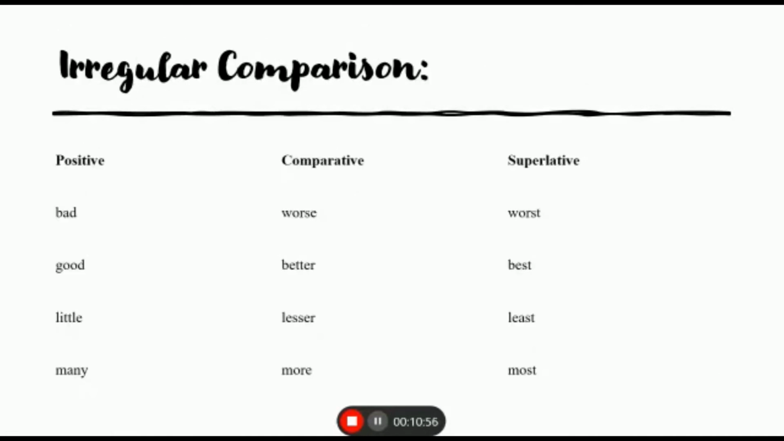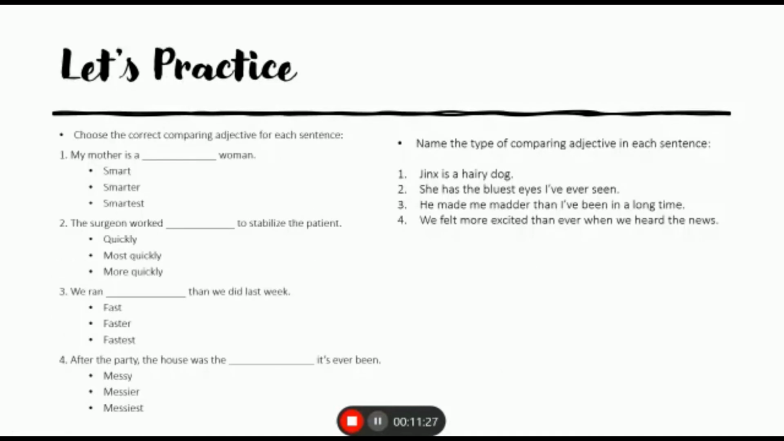In some cases we don't add er and est, and in some cases we don't add more and most. They altogether differ in comparative and superlative degree. So you have to remember these special cases because bad doesn't become badder and baddest, it becomes worse and worst. Good never becomes gooder or goodest or more good or most good, it becomes better and best. Little becomes lesser and least, many becomes more and most. So you have to learn these rules and learn these special words carefully.